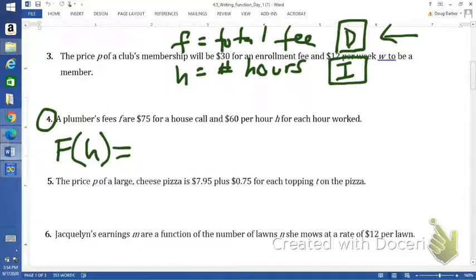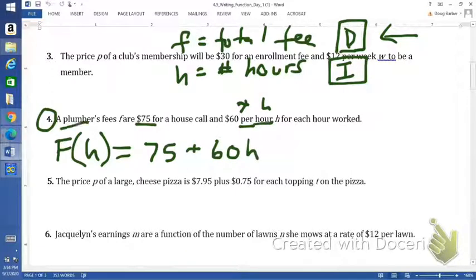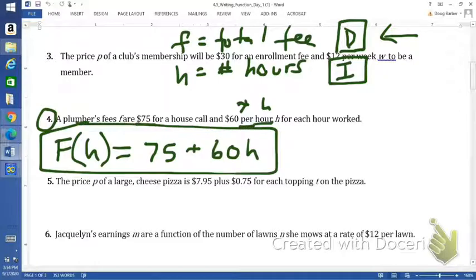Write the expression just like previous sections. So $75 is what the plumber charges for a house call. That's what he charges you just to come to the house. That's the flat fee. So 75 plus, and then he charges $60 per, means multiply, hour H. So this is the rule.